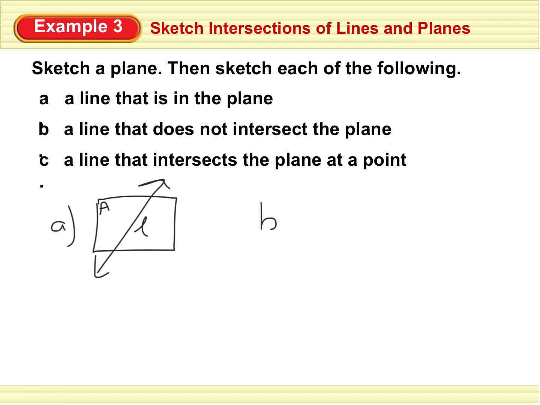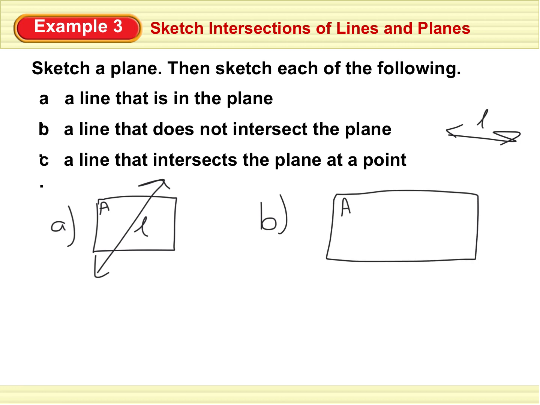Okay, B. It says start with the plane. It says a line that does not intersect the plane. It's all outside of the plane. What direction does it need to go? Left. Can I put it this way? Why can I not put it that way? Parallel. Right, because these arrows mean it goes on and on and on forever. Okay? I'm going to make it parallel. They will never intersect. Again, label.